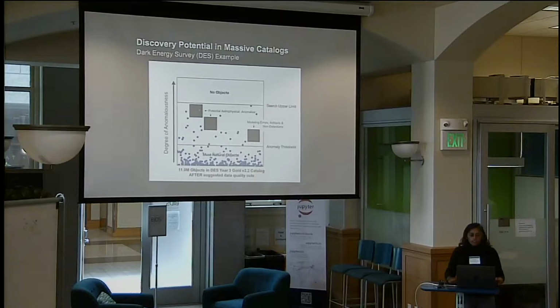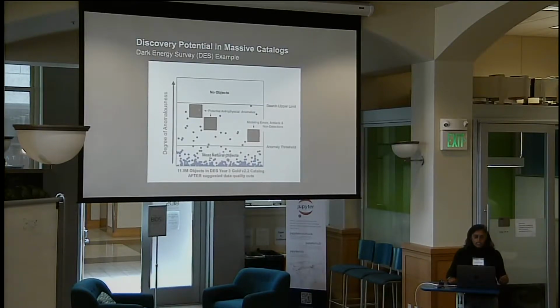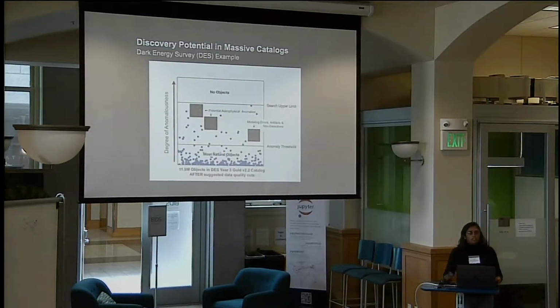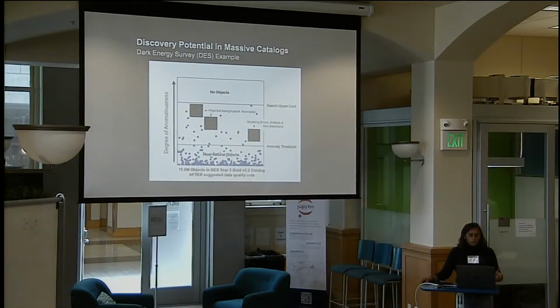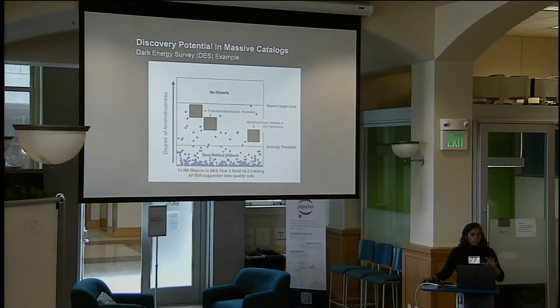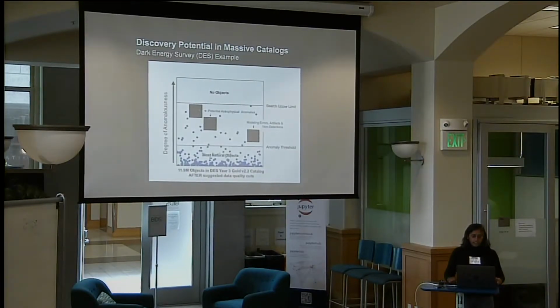There are a lot of potential astronomical anomalies. There are also a lot of data artifacts in there, and we want to mine it out. The results I'm going to show are from a search on about a 12 million catalog of what's considered gold observations from the DES Year 3 catalog, after a lot of suggested data quality cuts were applied.